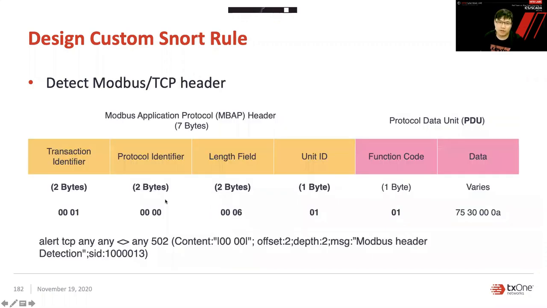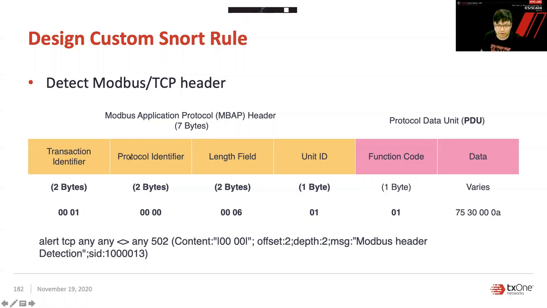So back to this function code. Here it's 8 byte position, the function code. So we can say: alert TCP from any IP address, any port, in either direction, to any host on port 502, with content 00. So it just frequently detects the Modbus header.